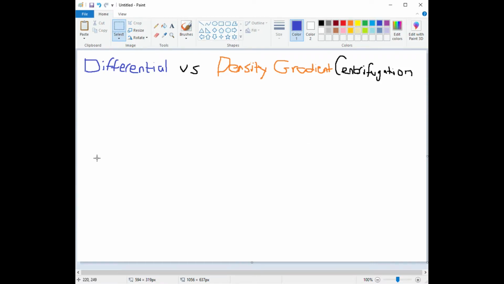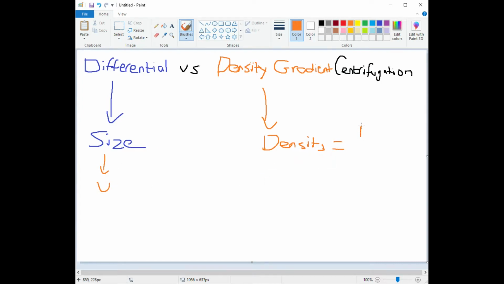So, the two types, really simply. Differential centrifugation splits things up based on size. And I think I chose the orange based on density. There is a relation between these two. Density is mass per unit volume, whereas size is the volume. So this is volume, whereas density equals mass divided by volume. So there is a similar relationship between these two. It's not important, but it's useful to know what's actually going on.